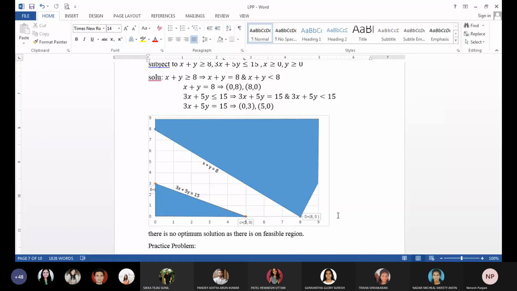Yes, sir. I can expect now that you got the answer of this sum correct. That means you have understood what is to be done in this graphical method.